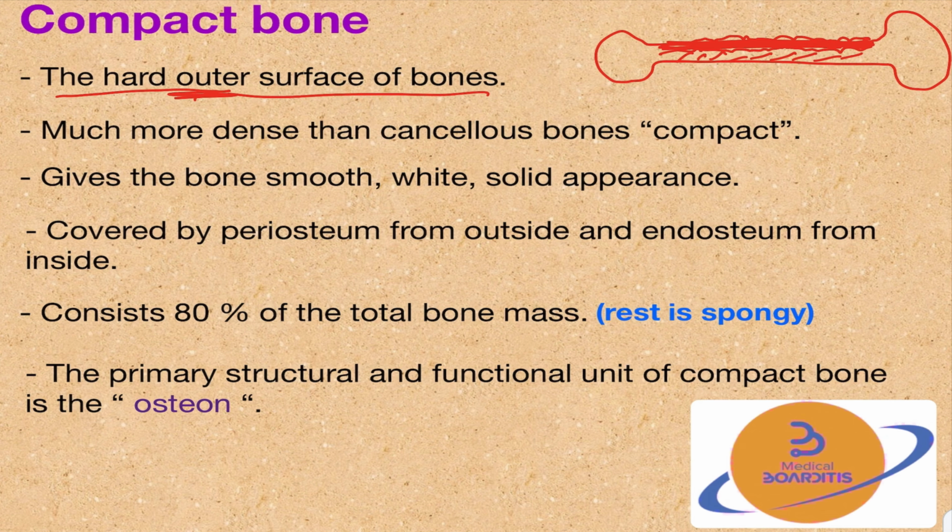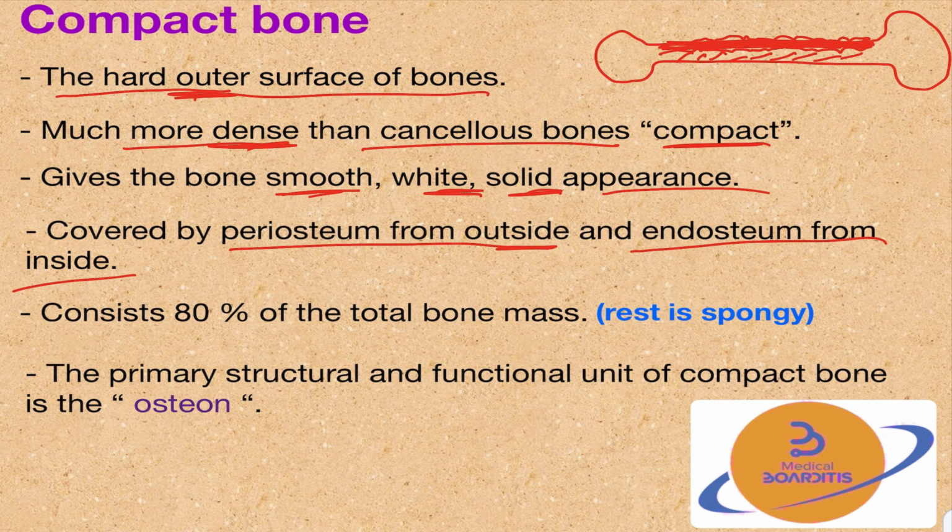This compact bone is much more dense than the cancellous bone. That's why it's called compact. Compact means it's compacted or dense. It gives the bone its smooth, white, and solid appearance. As we said, it's covered by periosteum from the outside and endosteum from the inside. And it constitutes 80% of the total bone mass. Because it's heavy, obviously, because it's compact in comparison to the spongy bone. The rest of the bone is obviously spongy. The primary structural and functional unit of compact bone is called osteon.